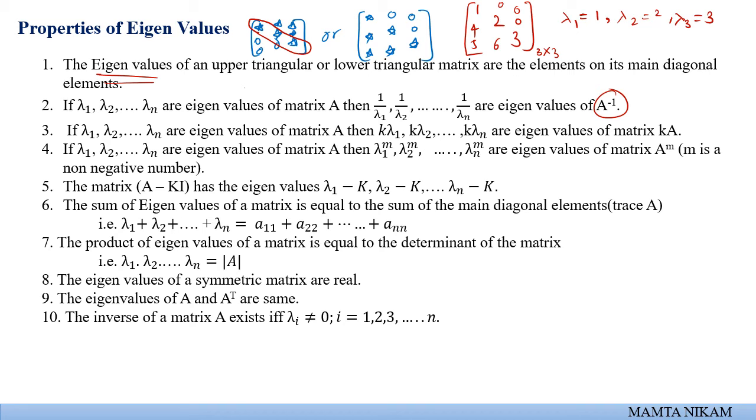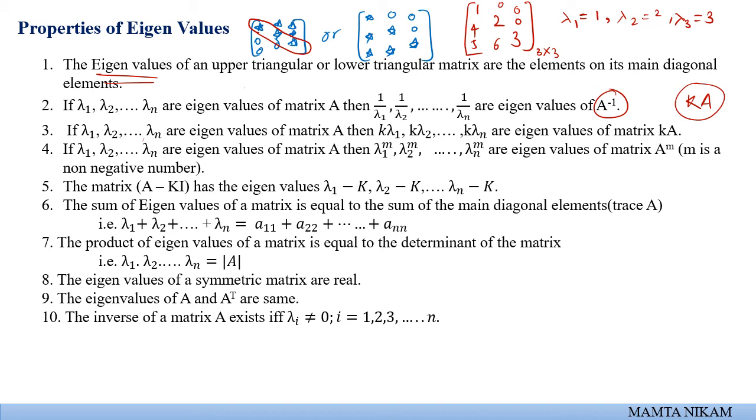Let us see the third property. Suppose again the eigenvalues are lambda 1, lambda 2, ... lambda n for a matrix A. Then for k times A, meaning any scalar multiple of a matrix A, what will the eigenvalues be? k times lambda 1, k times lambda 2 and so on. Whatever values we have got will be multiplied by k times, and those will be the eigenvalues for matrix kA.